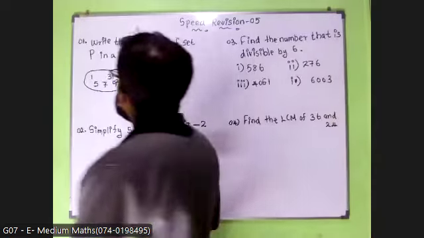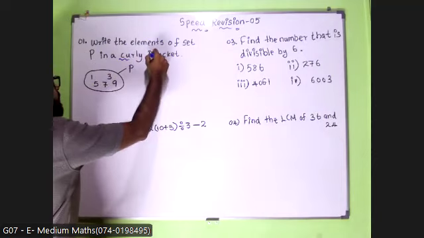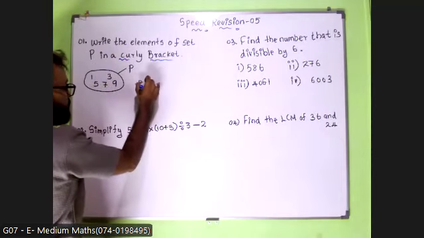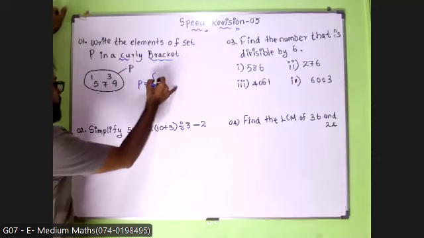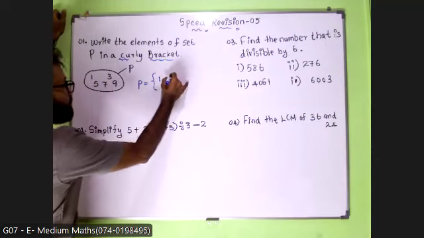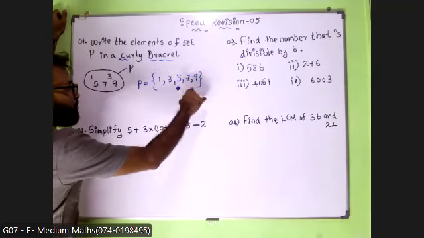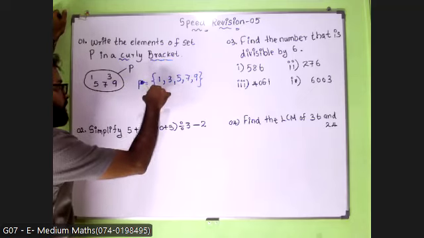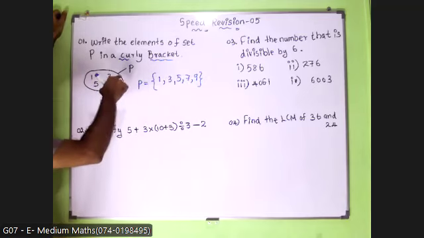I'm going to write the elements of set P in the curly bracket, right? So P equals open curly bracket. Inside this Venn diagram, you have 1, 3, 5, 7, 9. 5 elements. This is how you write down the elements of set P using curly bracket, right?